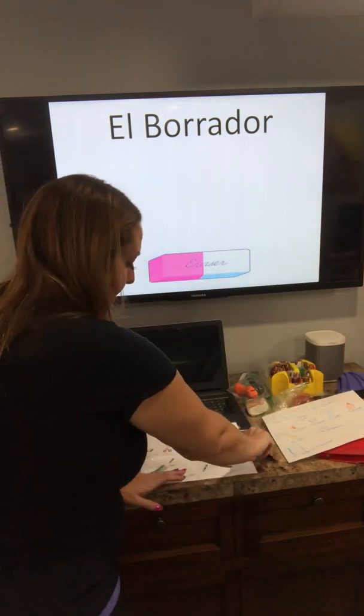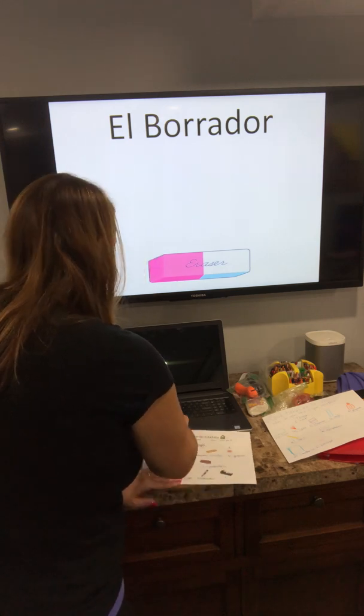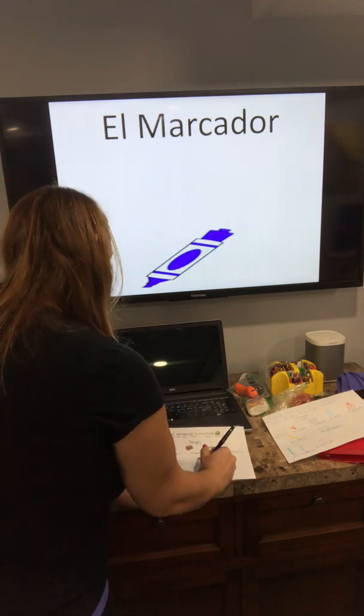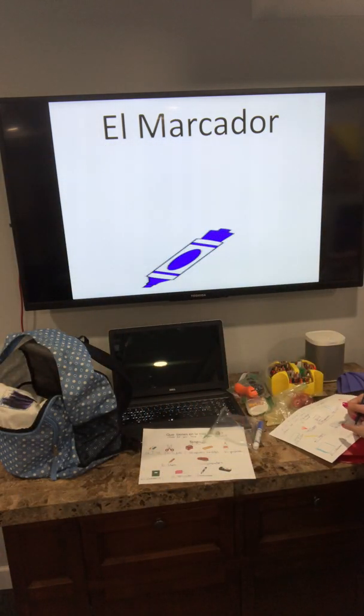So on your paper, write el marcador. Sorry about that. El marcador. And if you don't have one, you're going to draw one. You might draw like the cap. Certain color like that. El marcador.